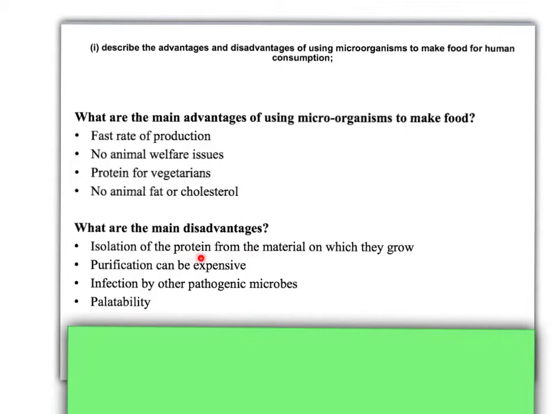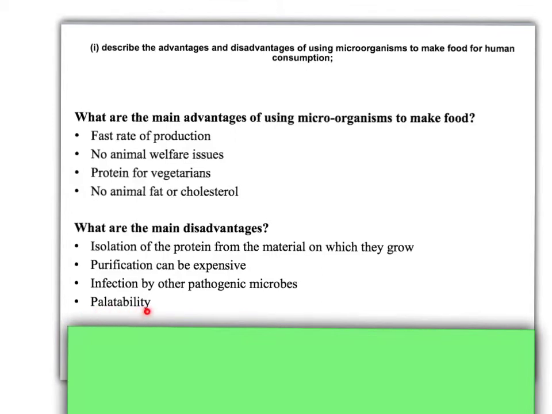Disadvantages: it can be quite difficult to isolate the protein from the agricultural waste products on which they grow, and therefore the purification is expensive. There is also a danger, as with any microbiological process, that pathogenic microbes could also be growing on your agricultural waste. And this last one is palatability. This mycoprotein doesn't taste and doesn't have as nice a texture as traditional meat products.